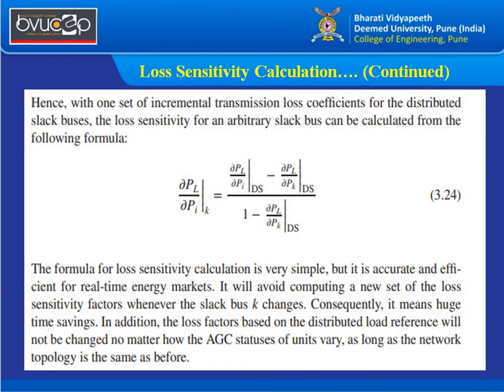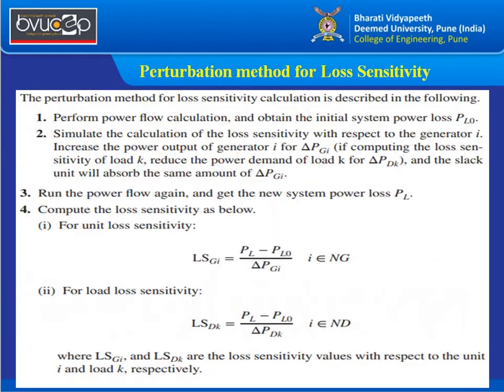It will avoid the new set of equations by changing the values of the slack bus. It is not going to change, it is not going to update its value, it is going to be fixed, so that less computational time is required, and we can converge at a faster rate to the optimum solution. Even if there is a change in AGC, that is automatic generation control, still these factors are not going to change. That is the benefit of this particular system.